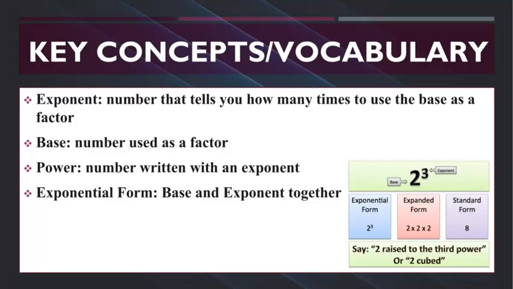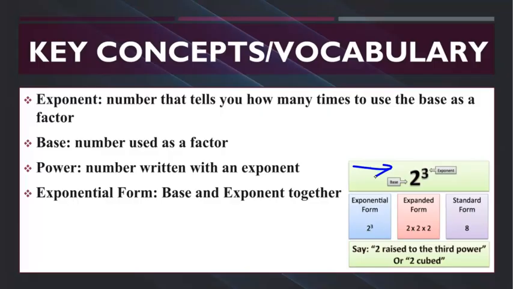Here we've got exponent. An exponent is just a number that tells you how many times a base is used as a factor. In other words, you could say the base is the factor. If we look at this example right here, we have 2 to the third power. So 2 is the base, 3 is the exponent. That means our 2 is going to be used as a factor 3 times.